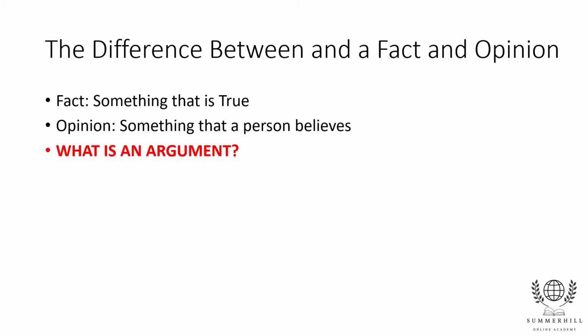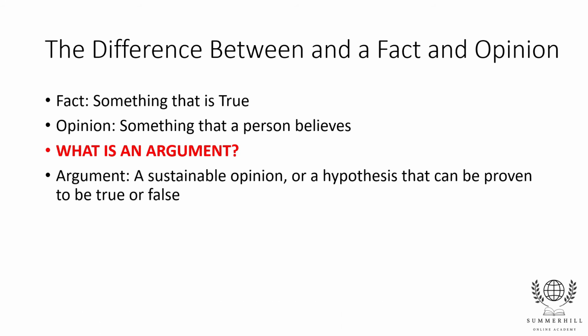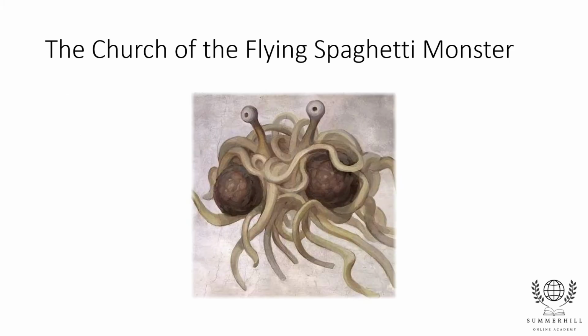But what is an argument? An argument is a sustainable opinion or a hypothesis that can be proven to be true or false. So, in essence, an argument must be testable. So when we think about the thesis statement of our essay, it is going to ultimately be an argument, not just an opinion. Right? And it's going to be a sustainable opinion. Right? So basically, what we mean here is a sustainable hypothesis isn't just a belief.